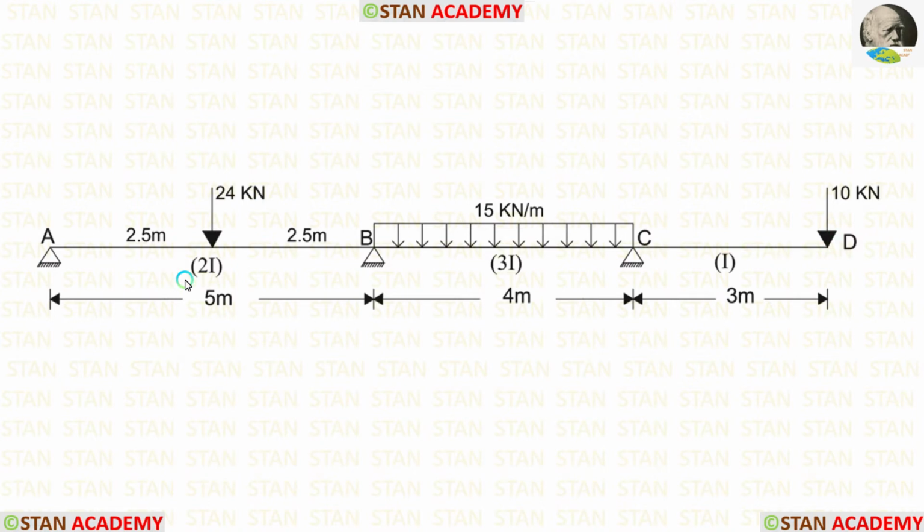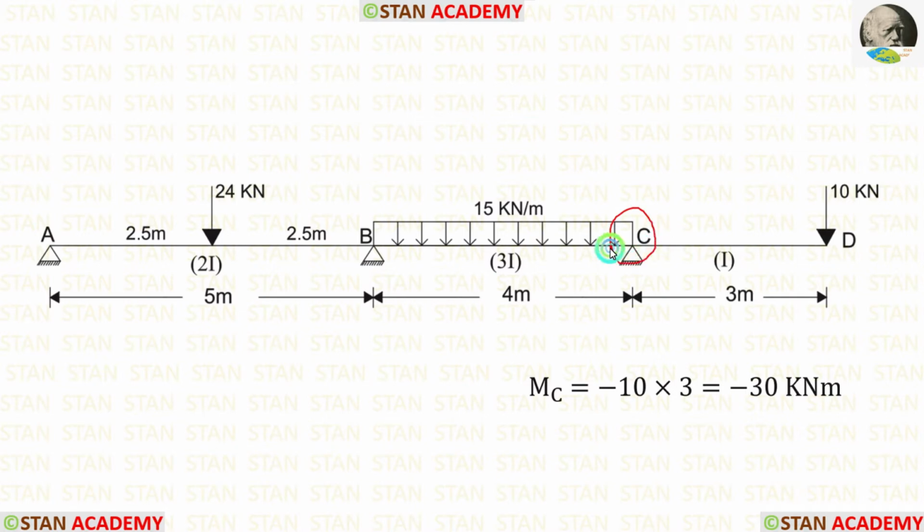The moment of inertia for the span AB is 2I. For the span BC, it is 3I. For the overhanging span, it is I. Length of AB is 5 meter, length of BC is 4 meter and the overhanging span is 3 meter. At the points A, B and C, there are hinged supports.